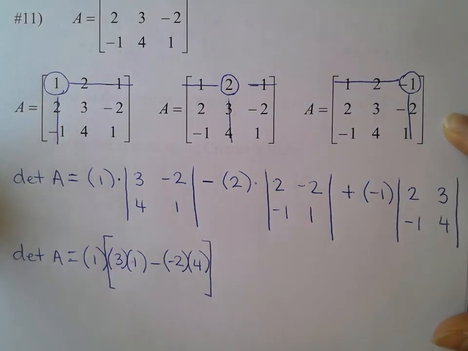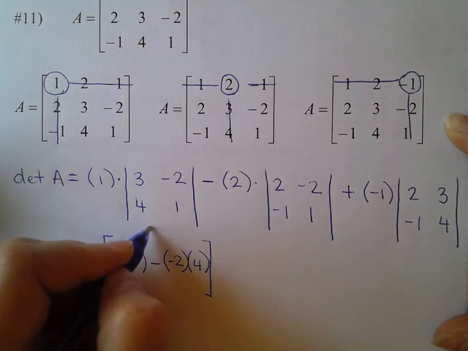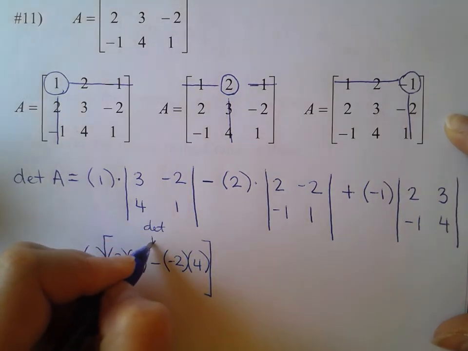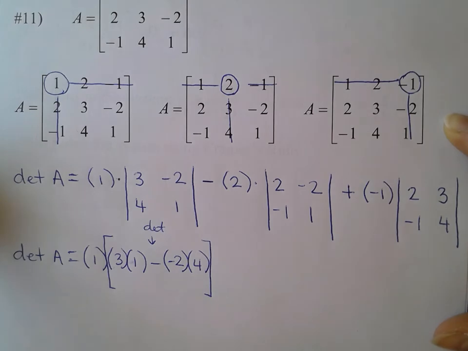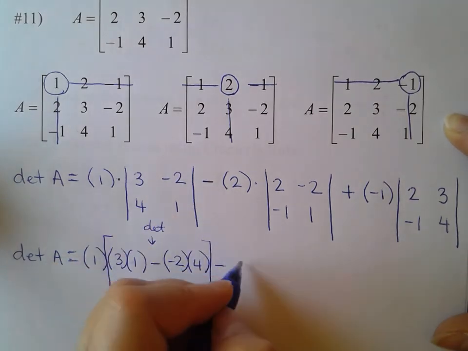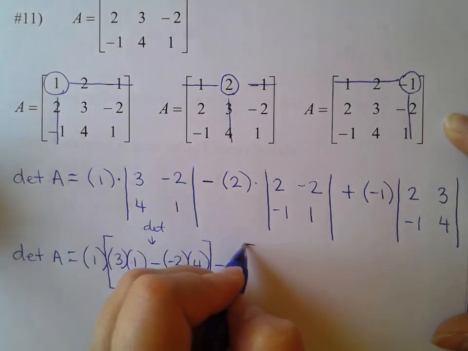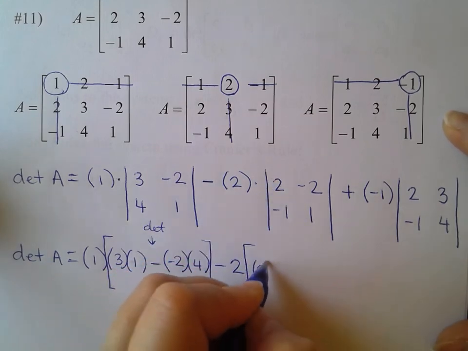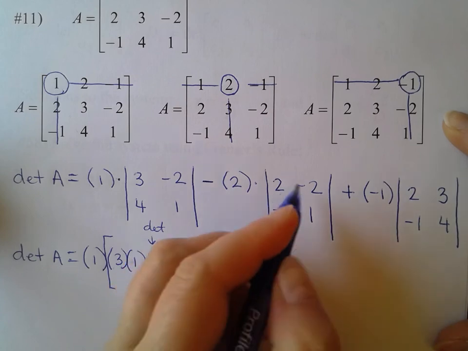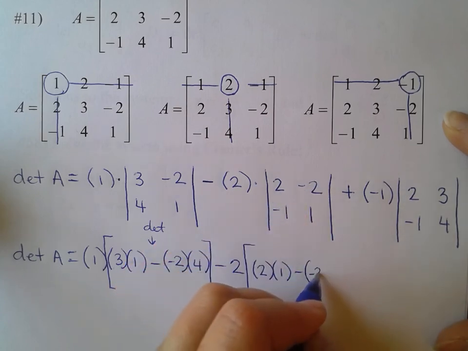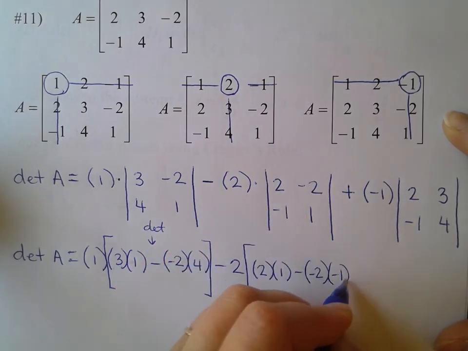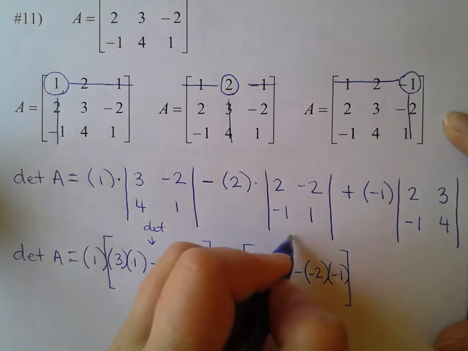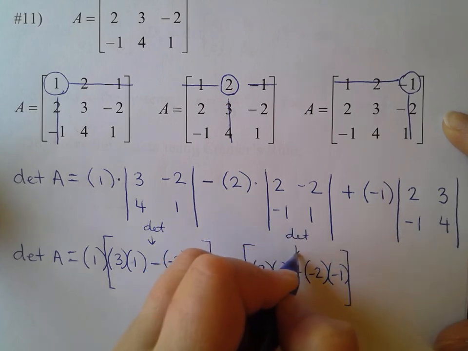Okay, this is the determinant. All right, then I'm going to have -2 times 2 times 1 minus -2 times -1. Same thing. This is the determinant of that.